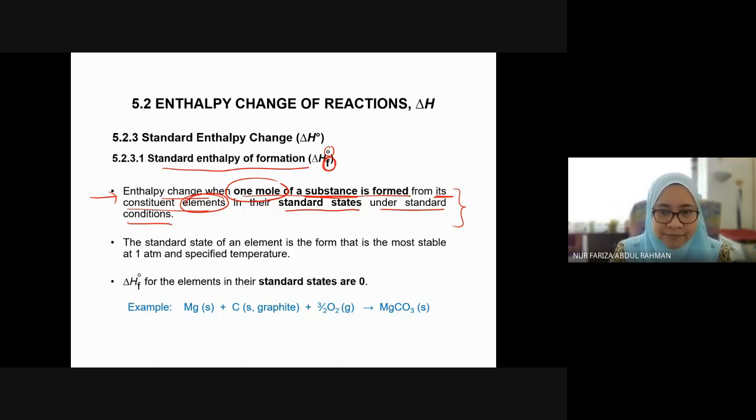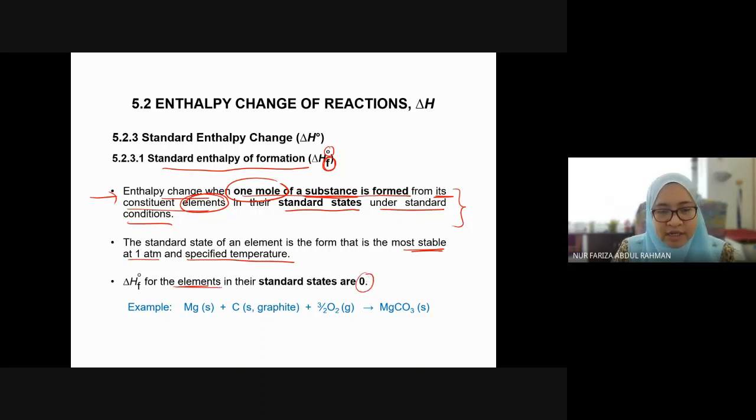Standard enthalpy of formation. Okay, so the standard state of an element is the form that is the most stable at 1 atm and specified temperature. The reason that we insist for the reactant to be at standard state is because it is the most stable form, at 1 atm and specified temperature. All right, so the delta H naught F for the element in their standard states are 0.